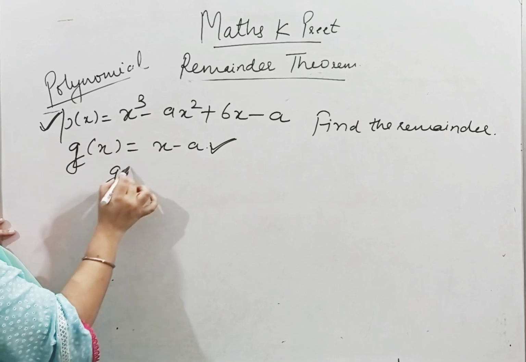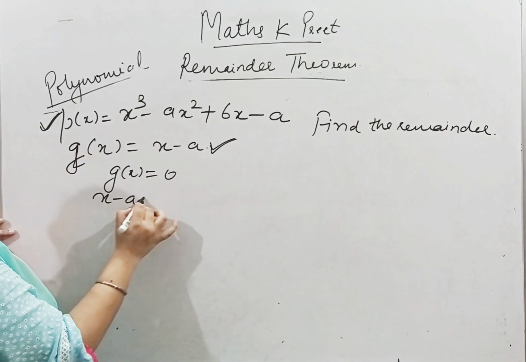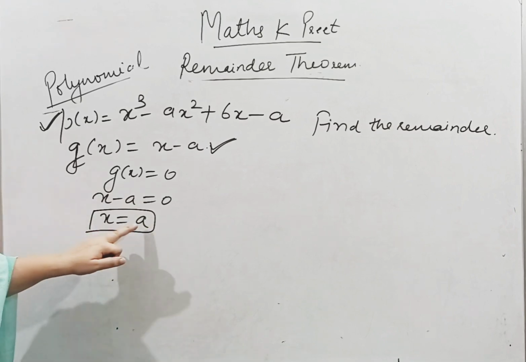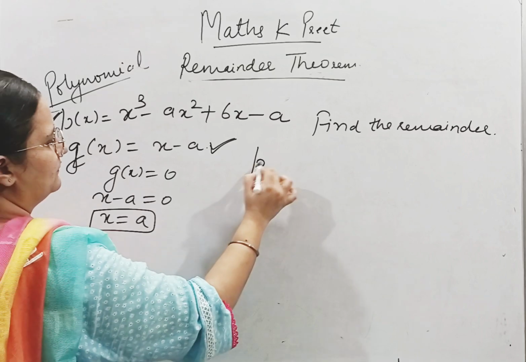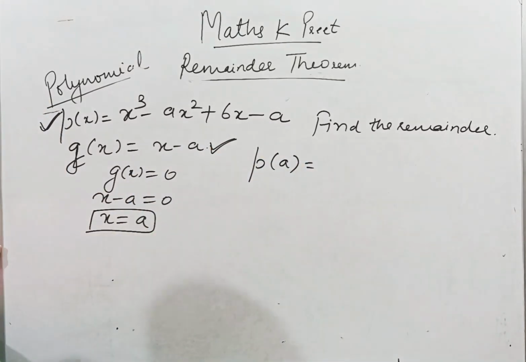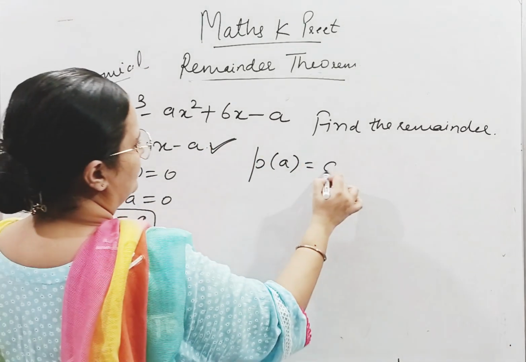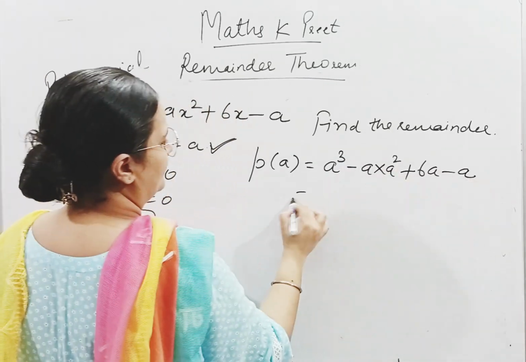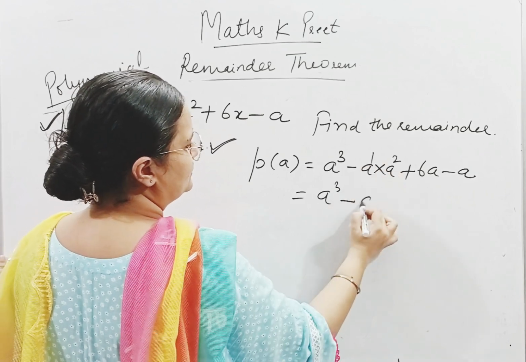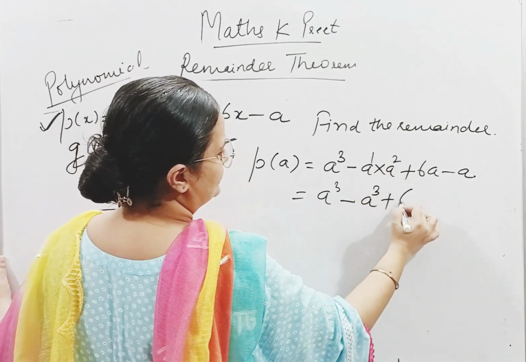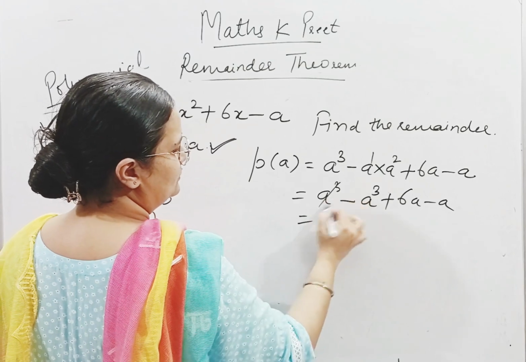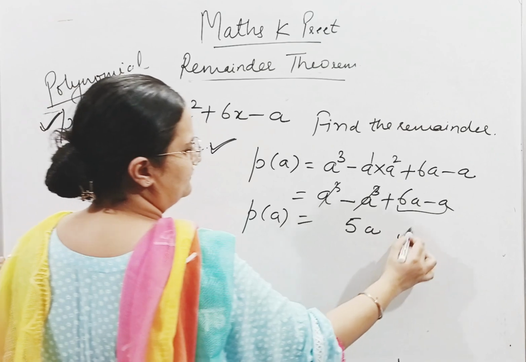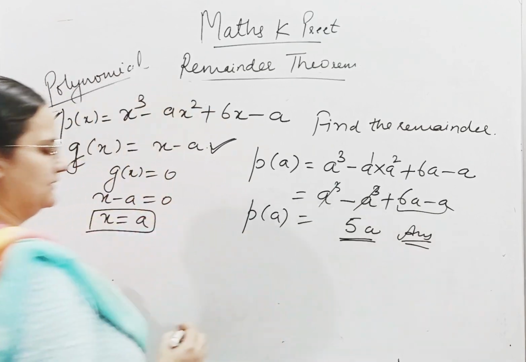So here we will equate the second, g(x), to 0. So we will get the value of x as a. Now this value of x, that is a, we will put in the dividend and we will get the remainder directly. So a cube minus a into a square plus 6a minus a. A cube minus a cube, since the base is the same, powers get added, plus 6a minus a. So this is 0, we can cancel this out, and 6a minus a is 5a. So p(a) is equal to 5a, which is the value of the remainder here.